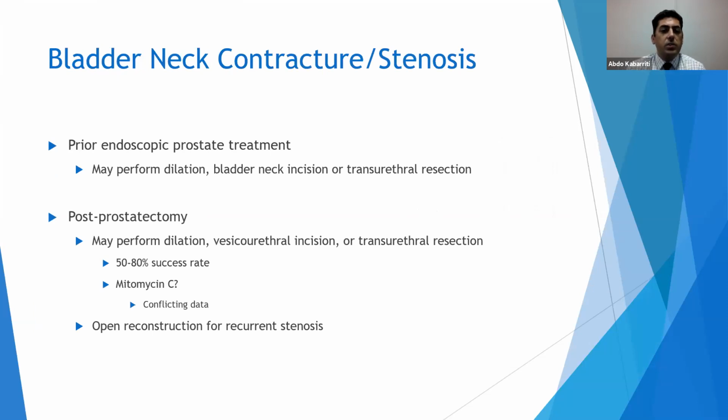So bladder neck contractures, usually these are patients who, we break them down by whether they've had endoscopic prostate treatments. So a patient after a TURP, for example, you may perform a dilation or bladder neck incision. In a post-radical prostatectomy patient, you may also perform dilation, vesicourethral incision, or a transurethral resection. Depending on which studies you look at, there's anywhere from 50 to 80% success rate.